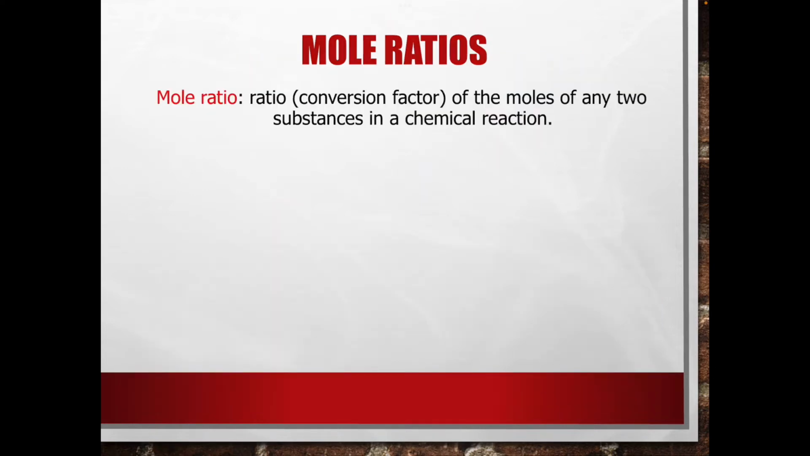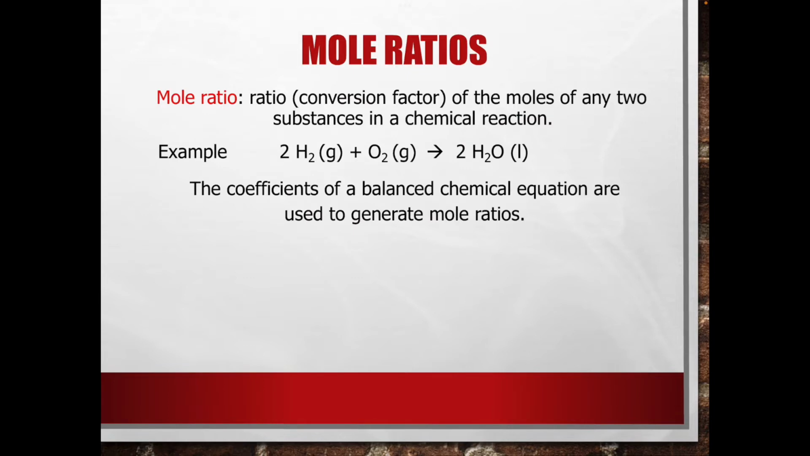All right, so our mole ratio, technical definition, is a ratio or a conversion factor of the moles of any 2 substances in a chemical reaction. So you're always just going to relate 2 of our substances. Take, for example, this one. This is the formation of water from its elements. So we have 2 hydrogen plus oxygen gives us 2 water. So the coefficients in our balanced chemical equations are going to be used to generate mole ratios.